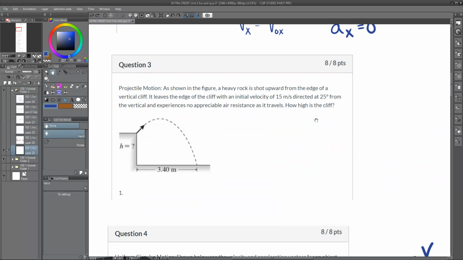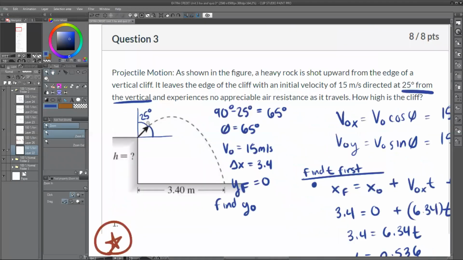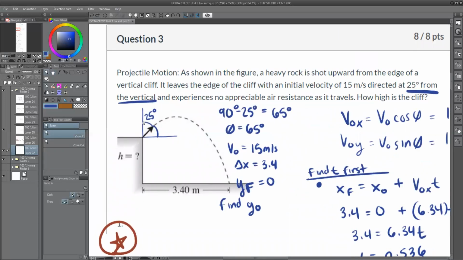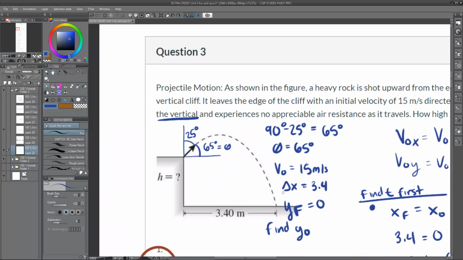The weird part of this problem is that it says 25 degrees from the vertical. So it's not as straightforward as we think it is. From the vertical is actually this component up here. It's not from the x-axis, it's from the y-axis. So to make our lives easier, we are finding what it would be if it was on the x-axis over here. So 90 minus 25 is 65 degrees. So our theta is this one, with 65 degrees.